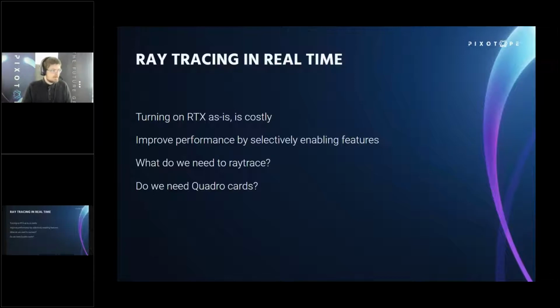As we all know, turning on ray tracing can be very costly. It's going to add a lot of overhead to the render time despite using a state-of-the-art GPU. The way we work around this is we selectively enable and disable features as we need them, so we don't ray trace anything more than we have to. So then what we need to do is choose what we need to ray trace and what we do not need to ray trace.